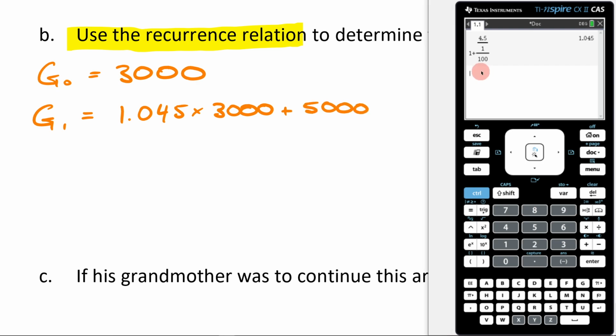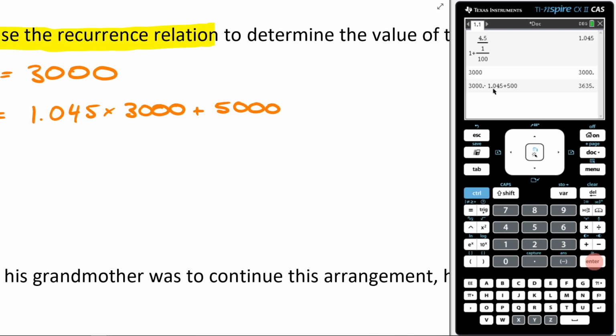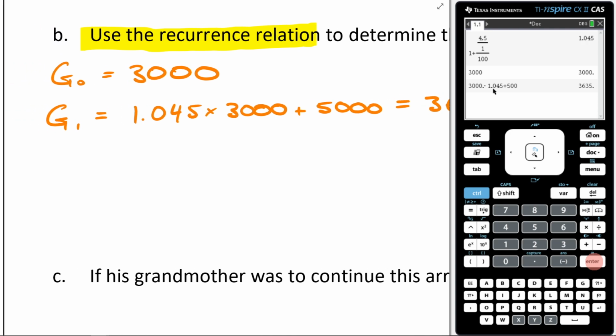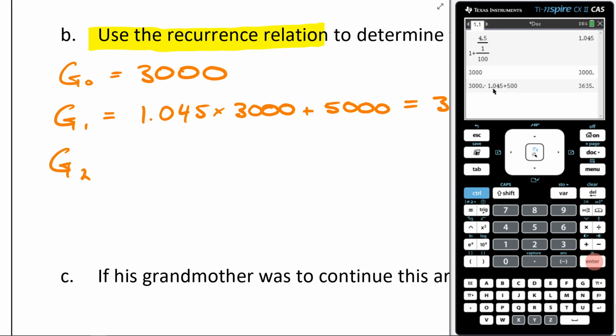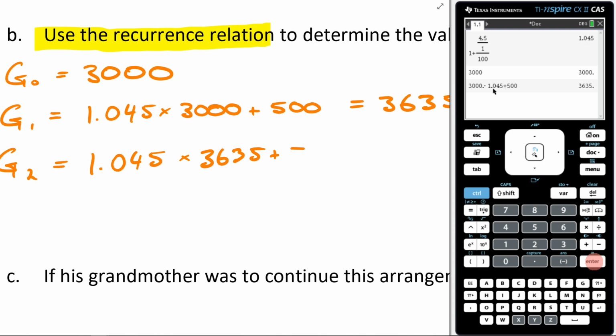Remember, the way that you put this into your CAS is you just type in 3,000, hit enter. Then you're going to go times, that will bring up the answer there, 1.045 plus 500. Hit enter, and we're going to end up with equals 3635. Then we're going to figure out G of 2. I'm going to go 1.045 and then times it by the previous balance, which is 3635, then plus that. Oh, sorry. I plus too much. That should be 500. My bad. Plus 500, not 5,000. Grandma isn't that generous.